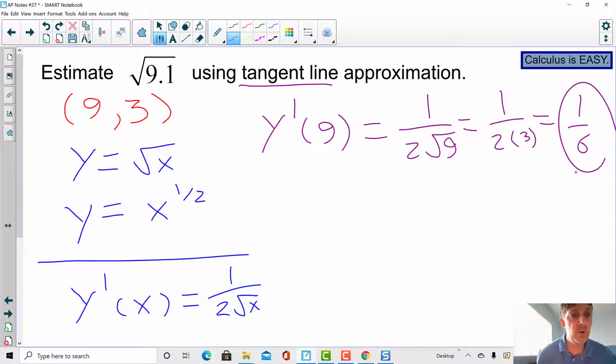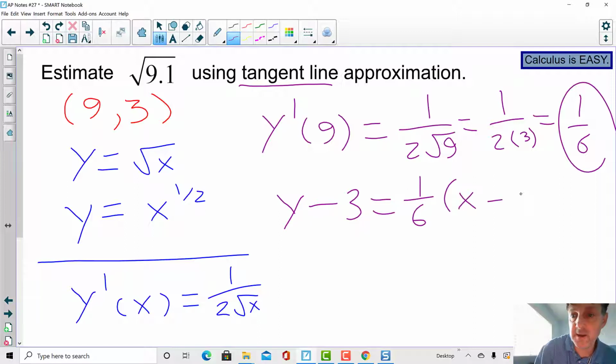So now we can find the equation of that blue tangent line. Equation of the line will be y minus 3 equals the slope, and then x minus 9. Okay, we are going to solve it for y, but I'm just going to add the 3 to both sides and that's it. You'll see why in a second.